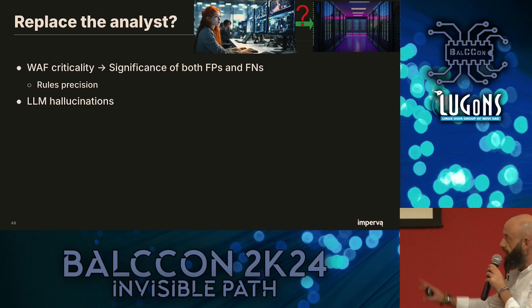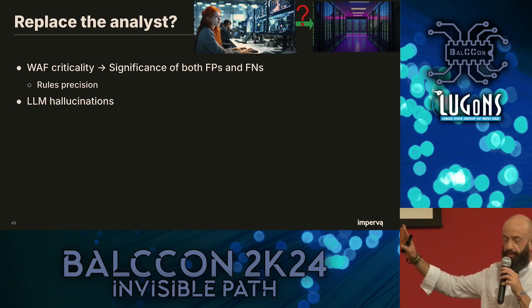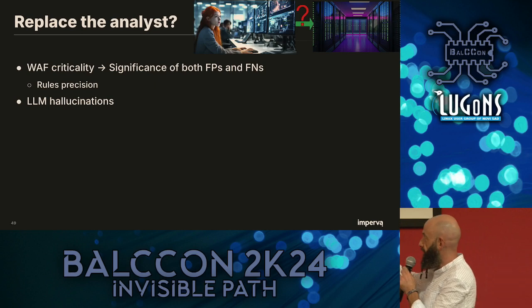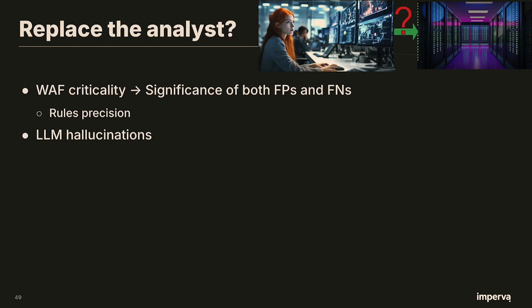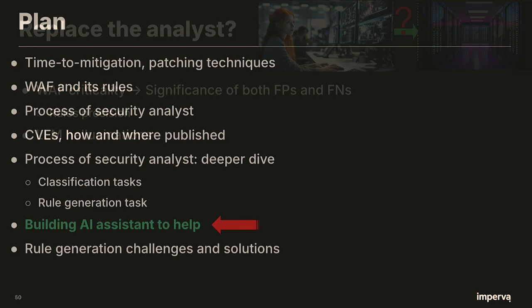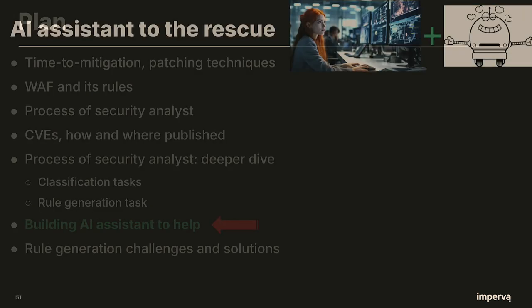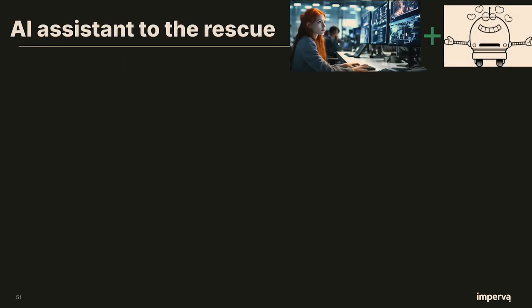But right now, the WAF is a critical component, as I mentioned, in the network. And the rule's precision is very important, because if we mess up there, then either the traffic stops flowing or we miss an attack. And also, the LLMs right now have hallucination problems. So what we decided to do is to build an AI assistant to help the analysts.